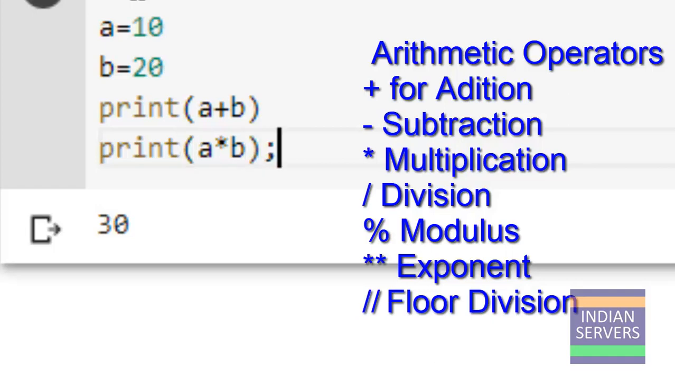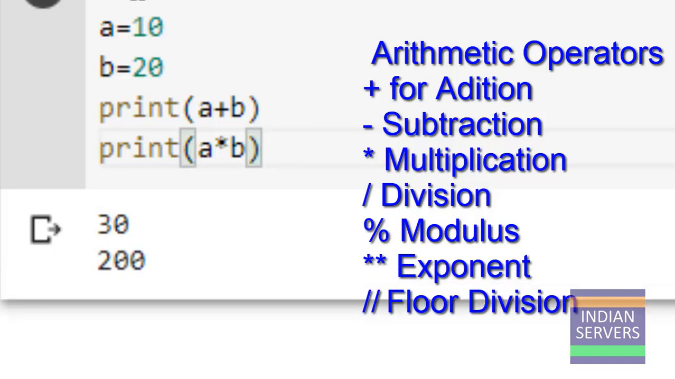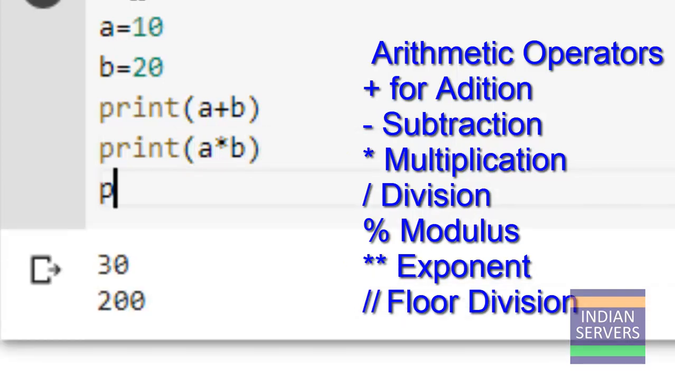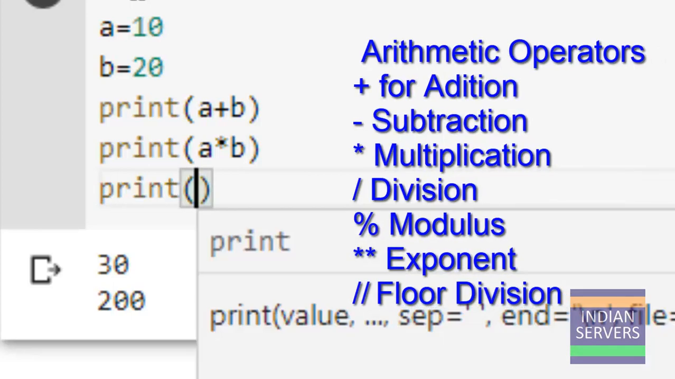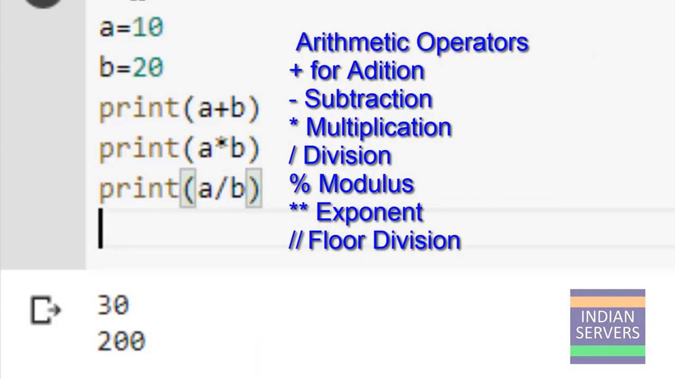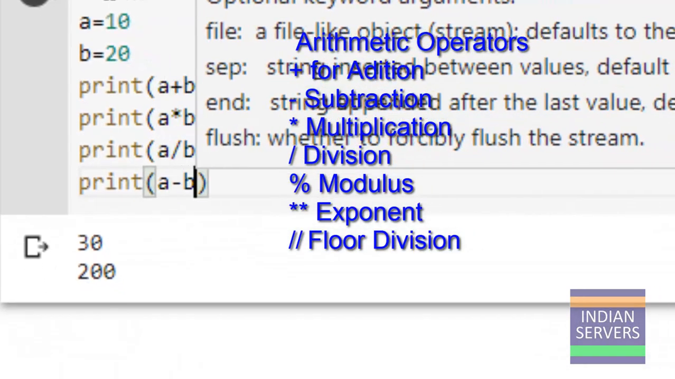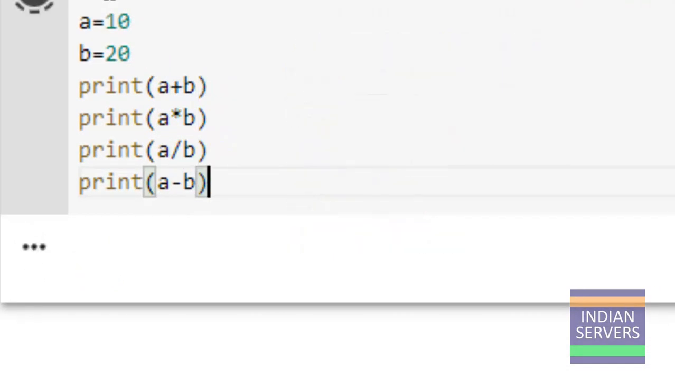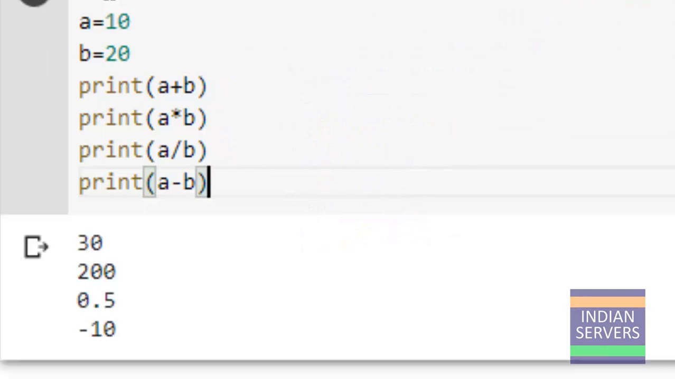The purpose of a semicolon is to tell the compiler that it's the end of the line. But a semicolon is not required in Python. Semicolon is for C, C++, Java. Here a semicolon isn't required, so remove it. Print division. Print a minus b, subtraction. And here is the output.